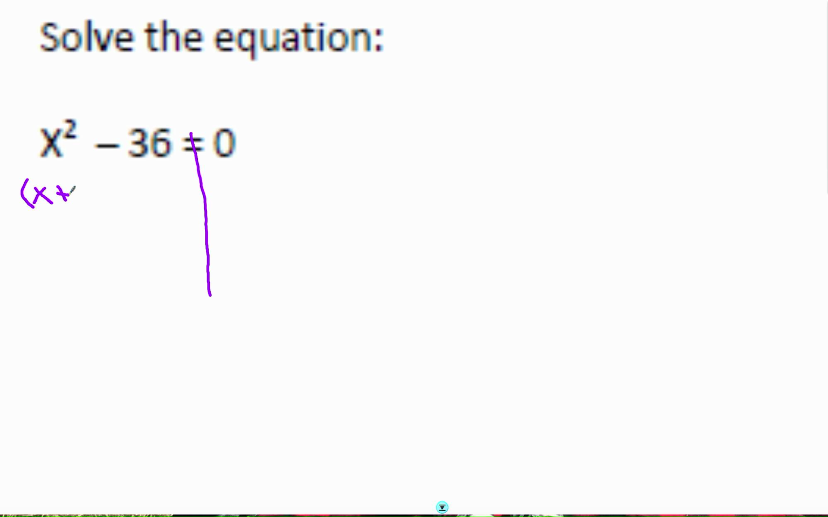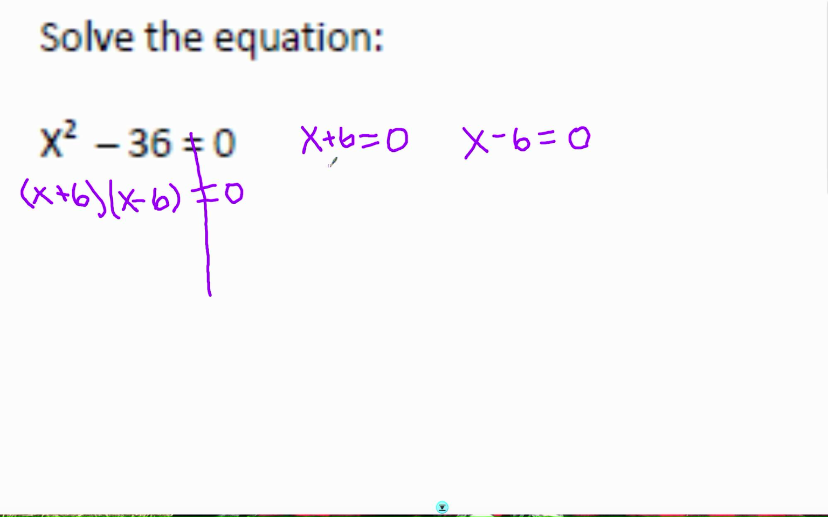So when you factor this, you get x plus 6, x minus 6 equals 0. And now I can set each one of those binomials individually, set each of those equal to 0 and solve for x. So I'd set this equal to 0, solve for x. Then I would set the next equal to 0 and solve for x. So here when I do that, I'd subtract 6 from both sides. I'd get x is -6. Here I would add 6 to both sides. That would give me x equals +6.